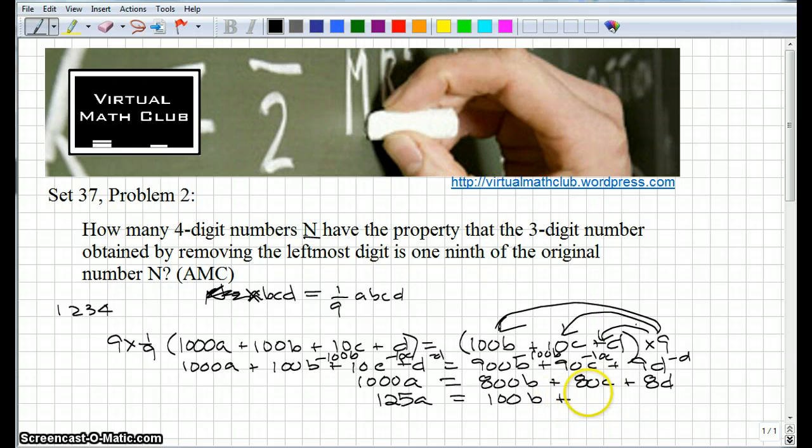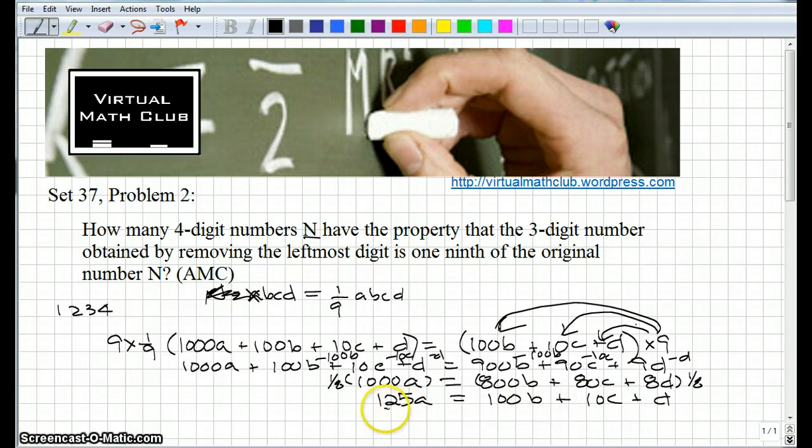And 80C would end up being 10C and D. So essentially what I've done is just divide everything by 8, and over here too, divide everything by 8. All right, and that's what I end up with. And you can see that this 100B plus 10C plus D is just the number we had up here when we truncated, when we chopped off the leftmost number, right?